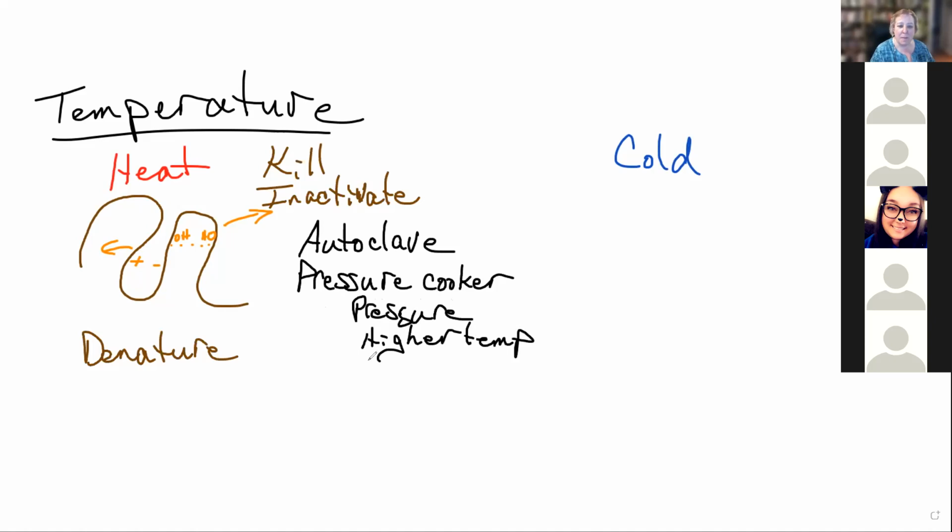And they are both moist heat. So we're using water, and we're using pressure to increase the temperature. Because we're able to get a higher temperature, we're able to have the heat go through bioburden better. So both of these are examples of what we call moist heat.